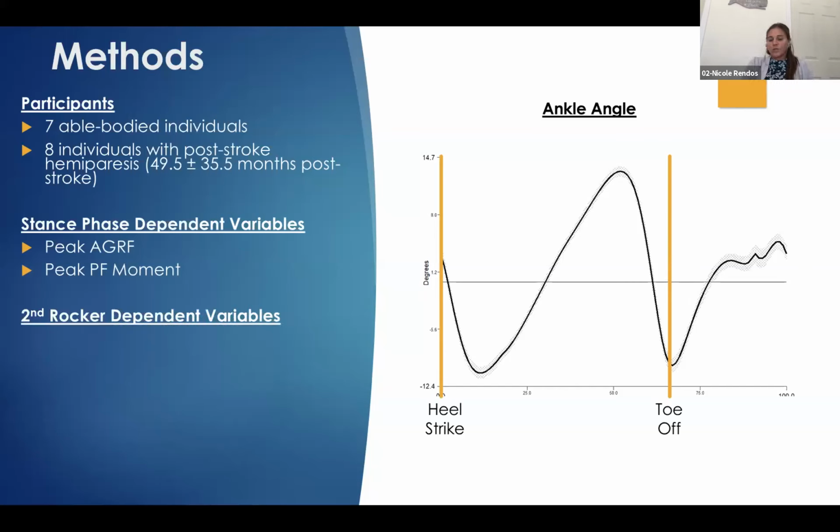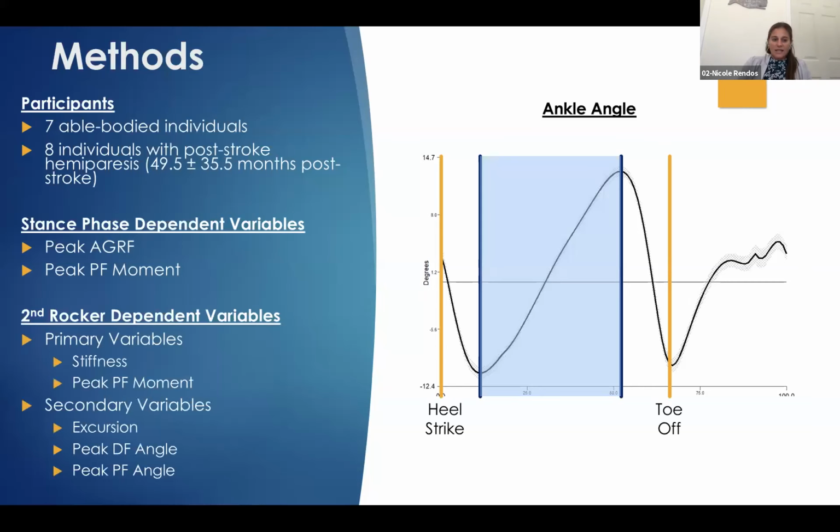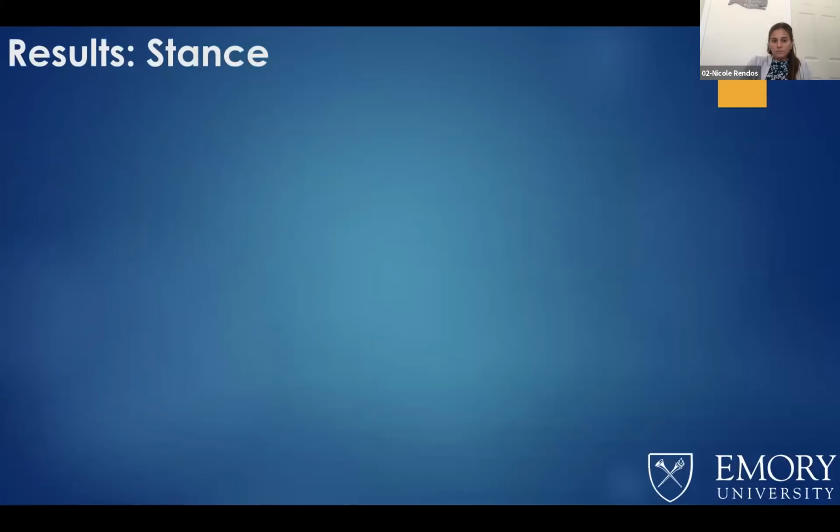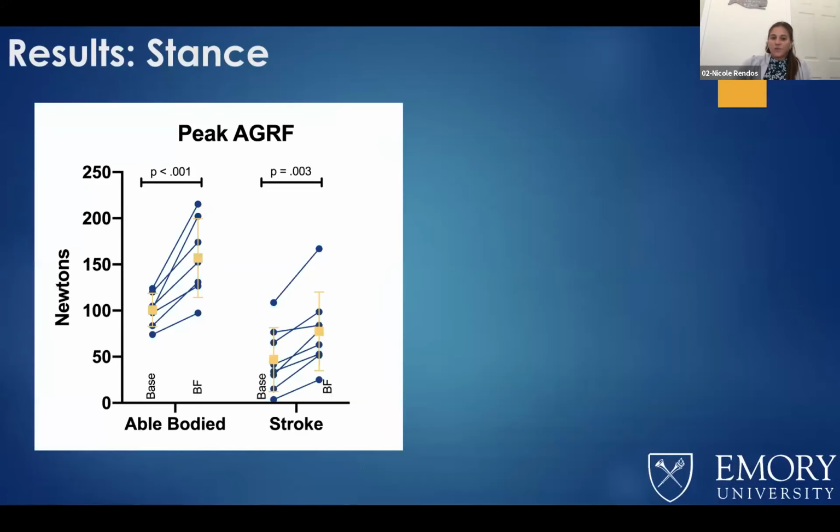And then we looked specifically at the second rocker. And the second rocker was defined as our peak plantar flexion to our peak dorsiflexion. And in that second rocker, we are looking specifically at stiffness, that plantar flexor moment, and then secondarily, our excursion or ankle range of motion variables. So during the stance phase, we're really asking, does the biofeedback work as intended?